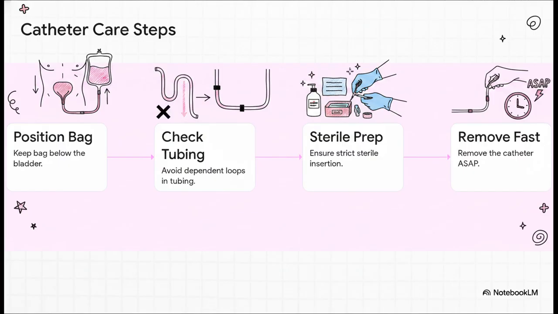Moving on to catheter care. This is a brilliant illustration of basic infection prevention, which the CGA absolutely loves to test. First, keep the bag below the bladder so urine doesn't backflow. Second, avoid dependent loops in the tubing where urine can just sit and pool. Third, strict sterile insertion is a must. And fourth, advocate to get that catheter out ASAP. Seriously, every single day it stays in is another day the patient is at risk for an infection.